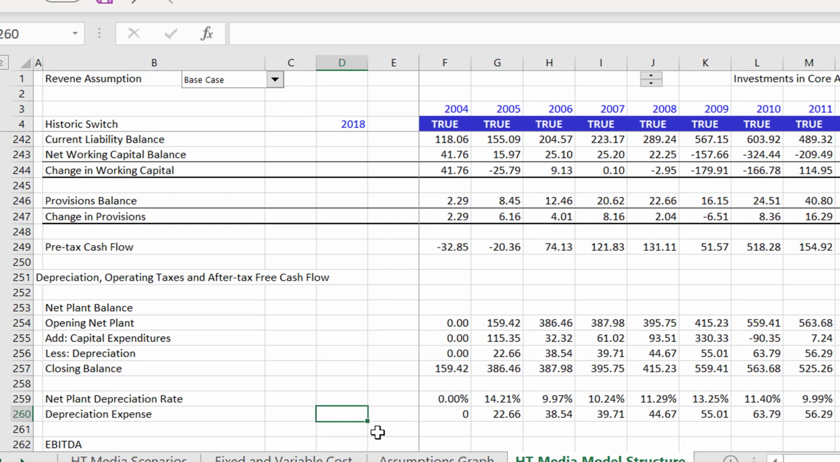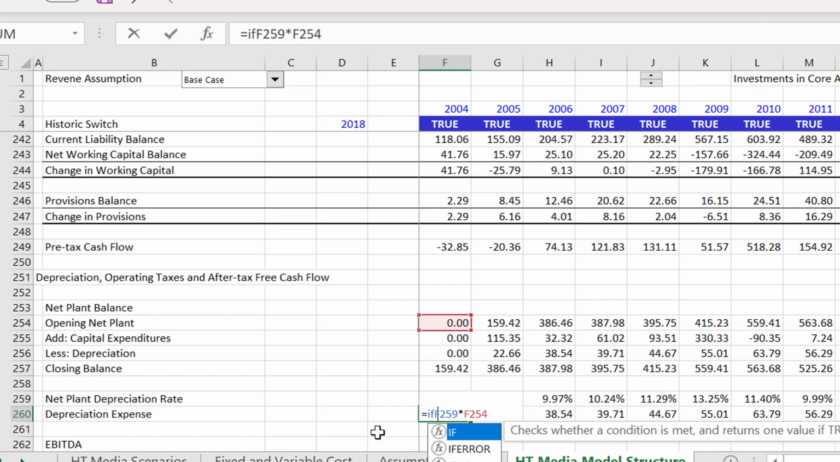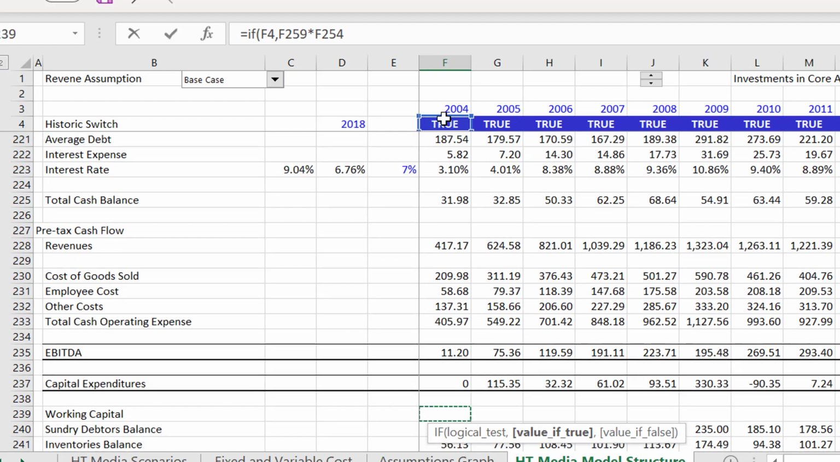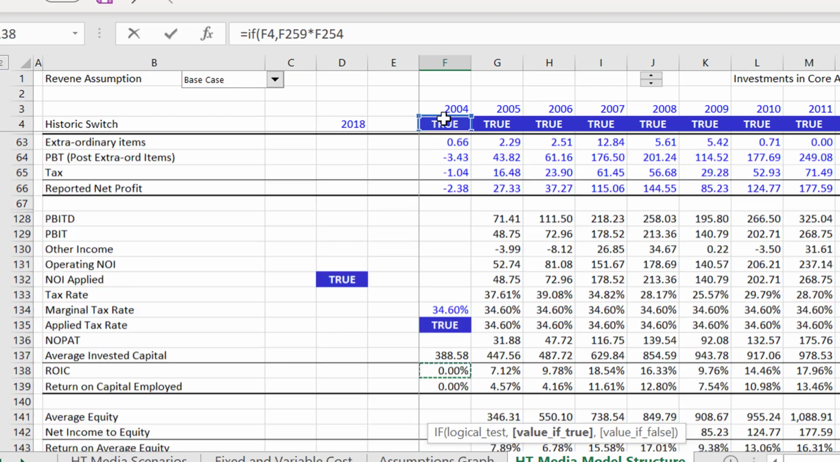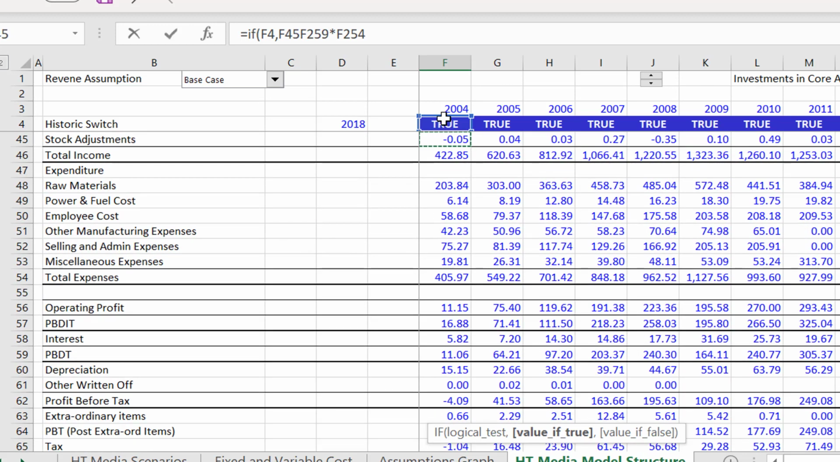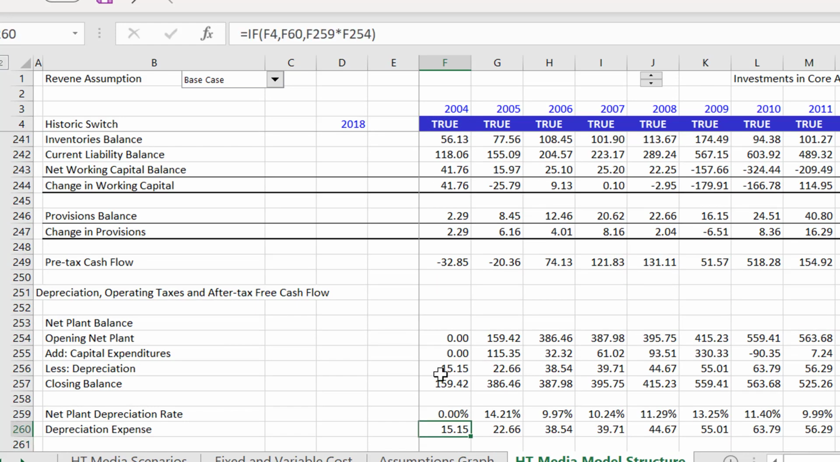Now, since I made it on the opening balance, I'm going to do another use of the historic switch. If it's the historic switch, then we can take the actual depreciation. Otherwise, we take that opening balance and multiply it through, okay? And since I used the opening balance, that's the big trick, this depreciation expense is all okay. So we have a smooth little thing.